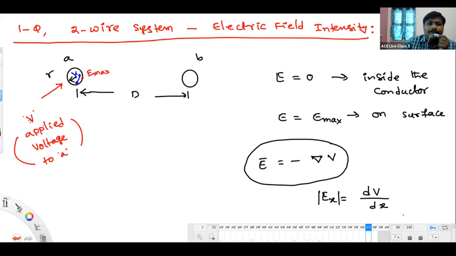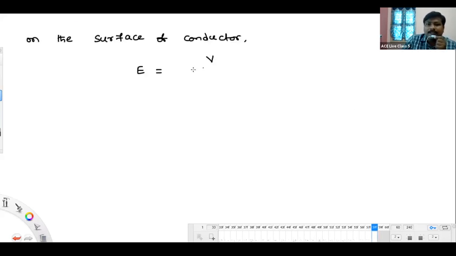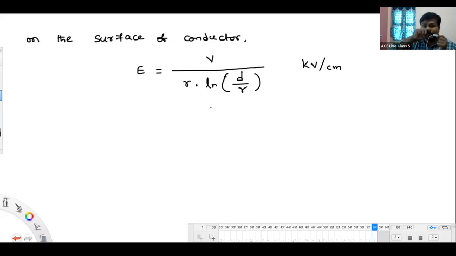Applied voltage is V. So I'll take the applied voltage to the conductor, V, in the numerator, divided by small r into ln of D by r. This will be in units of kilovolts per centimeter or volts per meter according to the substitution. So V by small r into ln of D by r, that is the field intensity on the surface of the conductor.